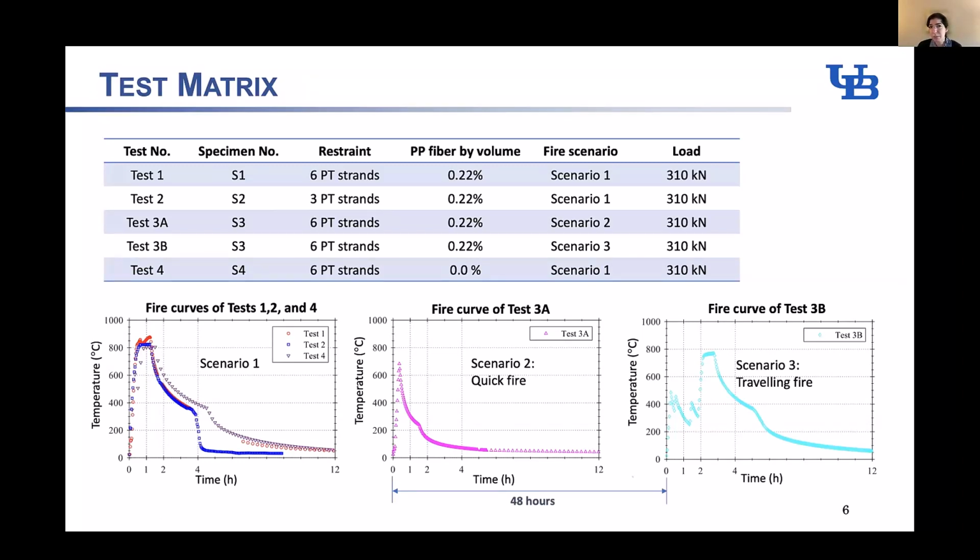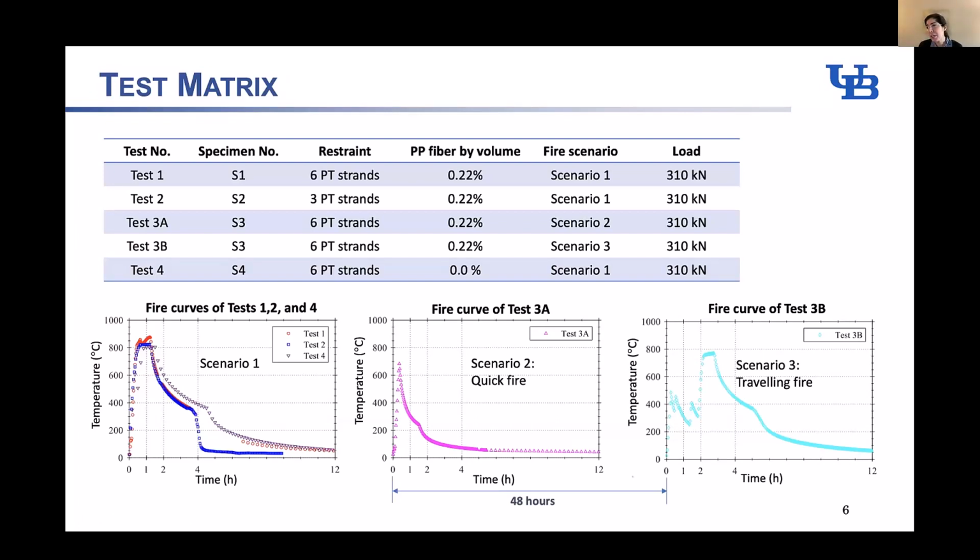It included polypropylene fibers. Basically, at the end, it didn't spall. Specimen S1 was tested using scenario 1. Here's the fire scenario. This fire had a heating rate of 40 degrees Celsius per minute.